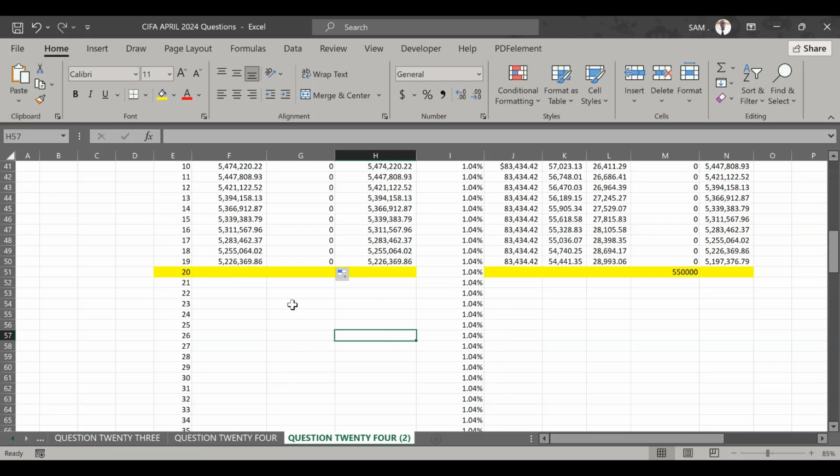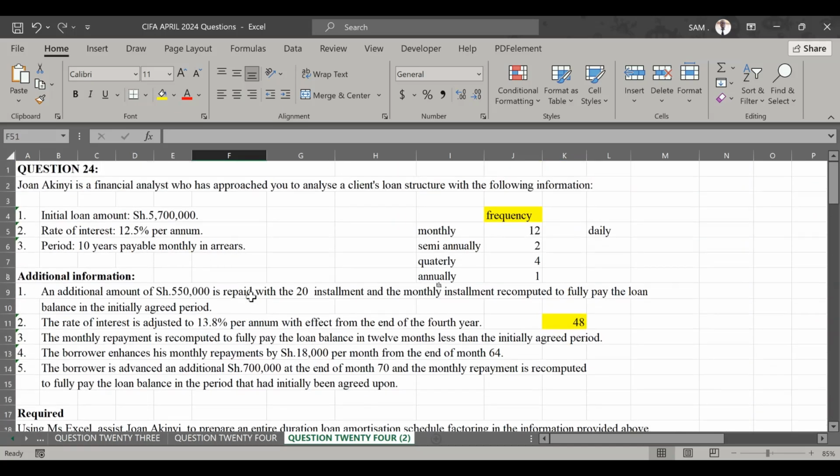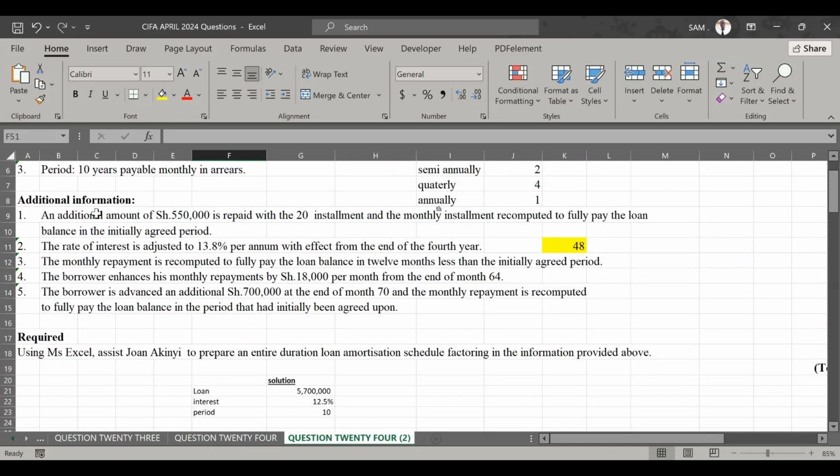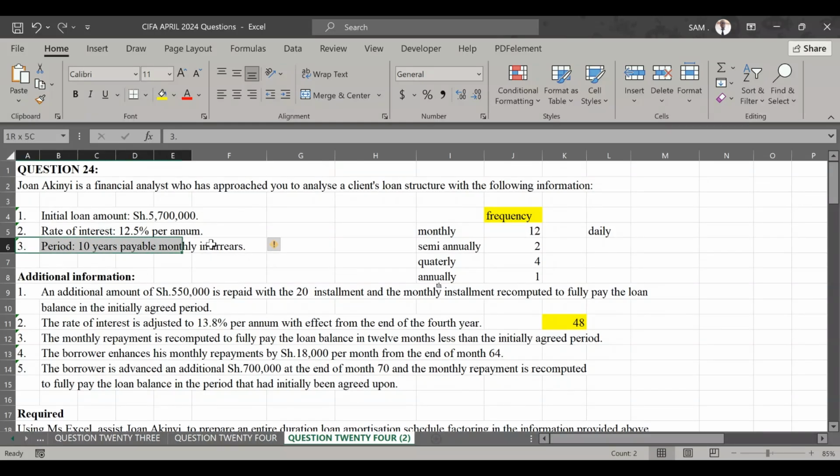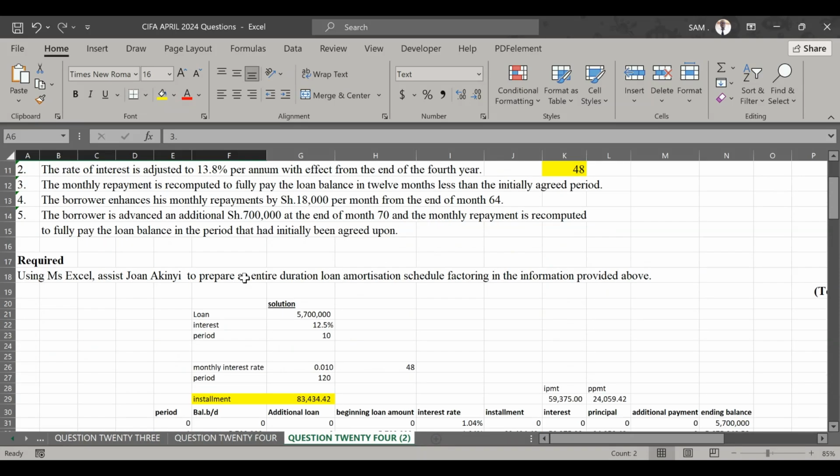This is how. Now, in period 20, let us look at the timeline of the examiner. Additional amount of 550 is repaid with the 20th installment. And remember, when are we doing the payments? Look at this number 3. The payments are being done monthly in arrears. In arrears means what? We are doing the payments at the end of every month, right?